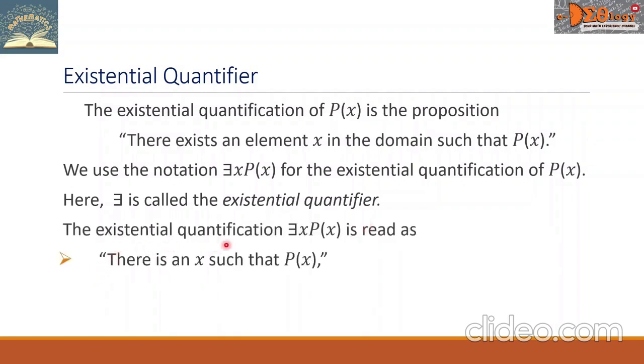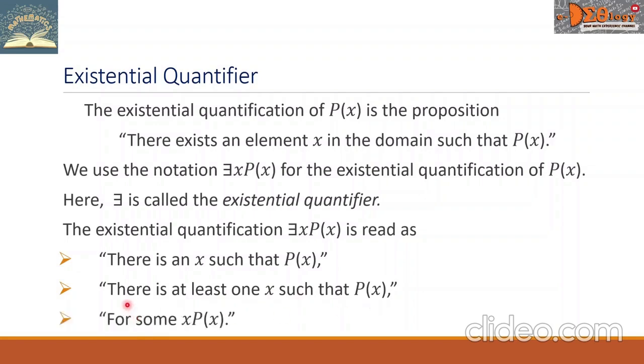The existential quantification reversed e x p of x is read as there is an x such that p of x. Or it can be like this: there is at least one x such that p of x. Or it can be like this: for some x, p of x.